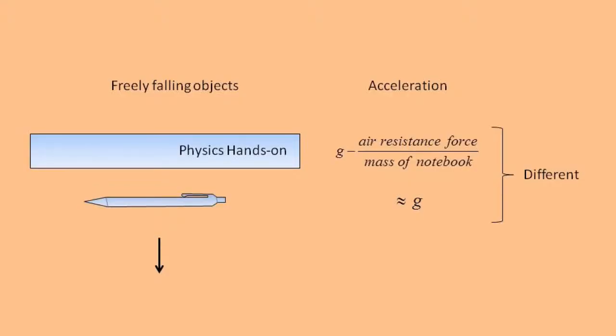If the pen is falling faster than the notebook, it is because the pen is falling with acceleration approximately equal to the acceleration of gravity, g, while the notebook has less acceleration because of the air resistance. So we see that if things fall together, they must have the same acceleration, which is either g or less than g. Now we come to the main activity.